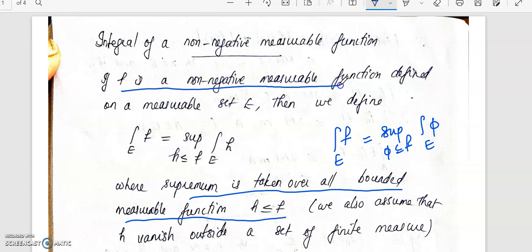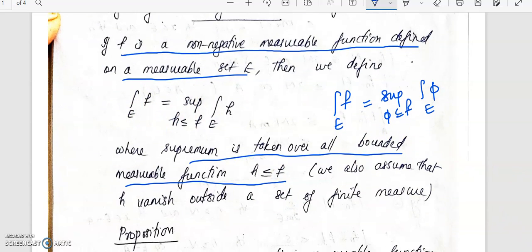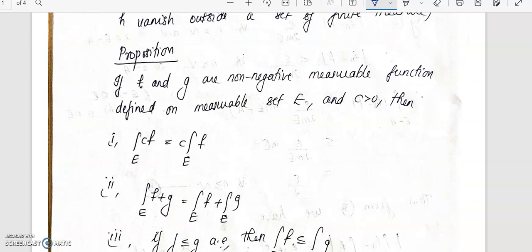So if f is a non-negative measurable function on a set E, then the integral over E of f is defined as the supremum over all h less than or equal to f of the integral over E of h, where h ranges over all bounded measurable functions such that h is less than or equal to f. So we'll use the properties of the integral for bounded measurable functions to prove the properties for this integral. So let us look at a proposition.